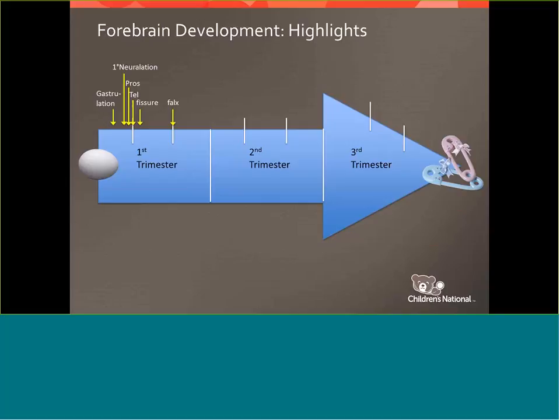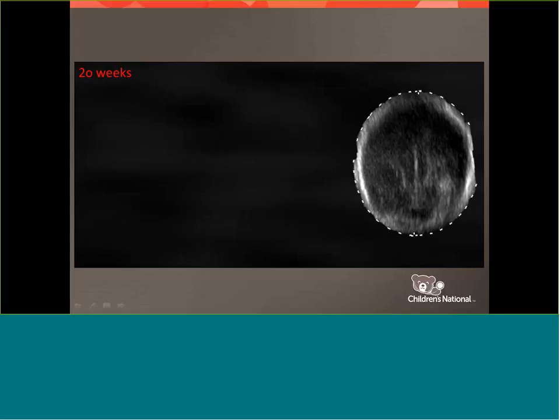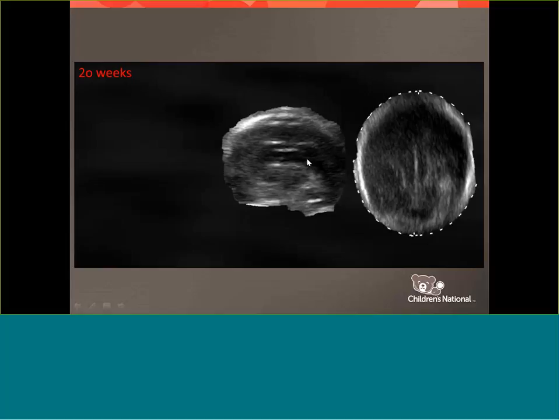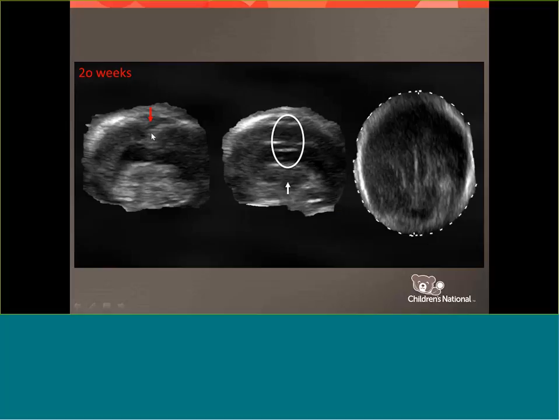So in this 20-week ultrasound, in the axial plane it's hard to make much of the frontal lobes because of all the shadowing from the frontal bones. But in the coronal plane, we can see that the thalami are opposed. We don't see the septum pellucidum. We don't see an interhemispheric fissure or falx. So this is in the spectrum of holoprosencephaly. But as we move posteriorly in the parietal regions, there is an interhemispheric fissure. So this cannot be alobar holoprosencephaly. It's one of the milder forms.